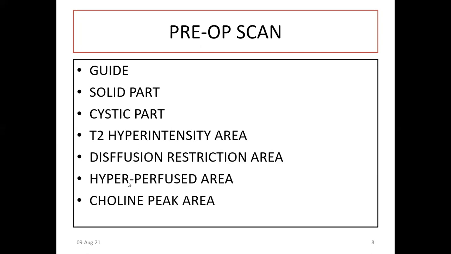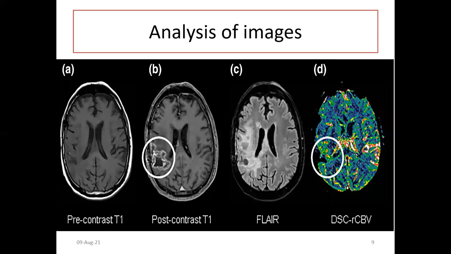The pre-op scan again guides you to the solid part, cystic part, T2 abnormality area, diffusion restricted area. If you have a perfusion scan, the hyperperfused area, and MRS gives you the choline peak area. So these are the very important factors that the pre-op scan can guide us. If you see the analysis of the pre-op scan images, with contrast the part is more hyperintense around the cystic area.